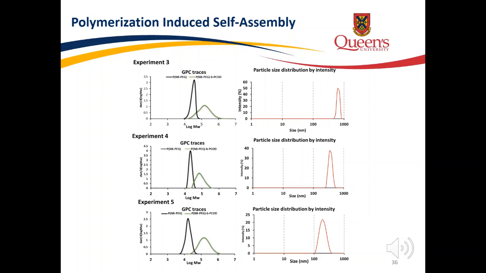Now just focusing on experiments 3, 4, and 5 from those RAFT experiments, if we look at on the left column the GPC traces and on the right column the particle size distributions, you'll see that as we change the ratio of the PEG norbornene to the COD, and as we keep increasing in order from experiments 3 to 4 to 5, not a huge change in the final molecular weight, but we see a dramatic change in the particle size distribution, and getting down to, at the bottom right, about a 200 nanometer particle narrowly dispersed for that ratio where we were seeing the best overall performance.